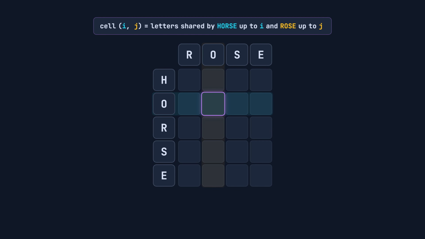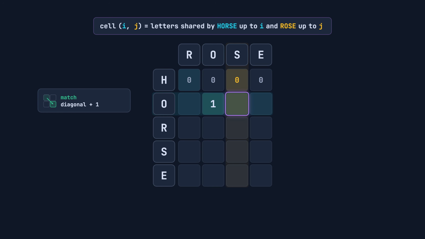Once you know what a cell means, the decision is simple. Look at the two letters you're pointing at. If they match, count them and step both pointers forward. If they don't, one of them has to go. Try skipping each, and keep the better result. And that second case is what fills most of this table. A cell with no match just copies the bigger of the two neighbors it can reach.